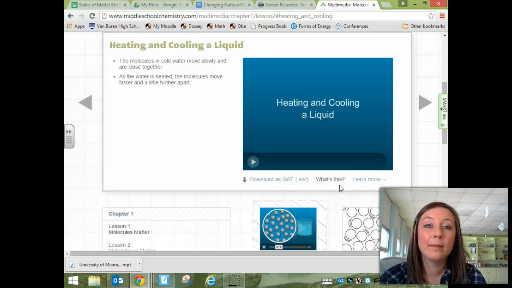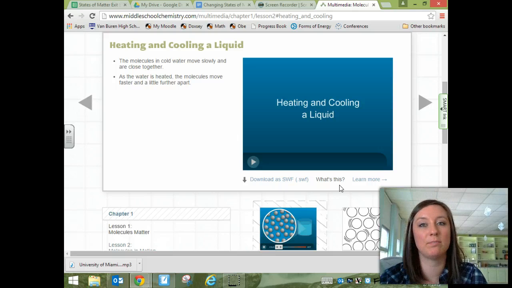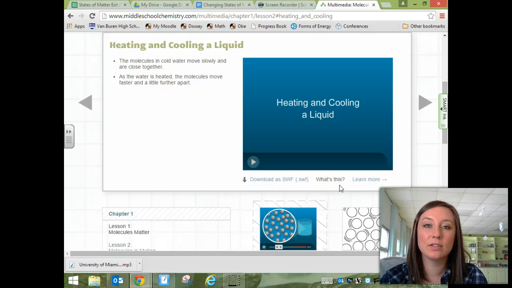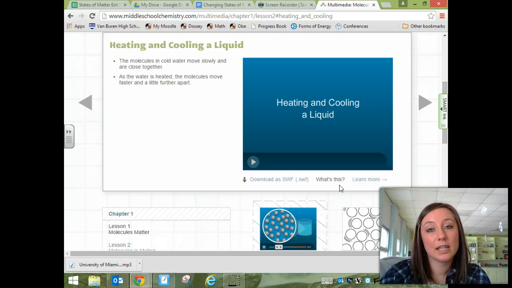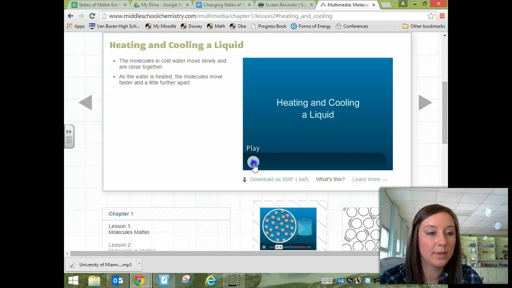Okay, so what happens is as soon as we increase the temperature, that doesn't necessarily mean that we're going to have a change in state, or as soon as we decrease the temperature that it's magically going to change state. It has to reach a certain temperature or a certain point. So we can actually heat or cool a liquid to speed up the particles or slow them down. So here's heating and cooling a liquid.